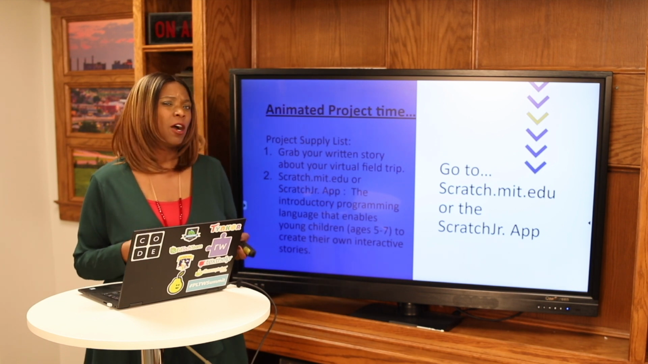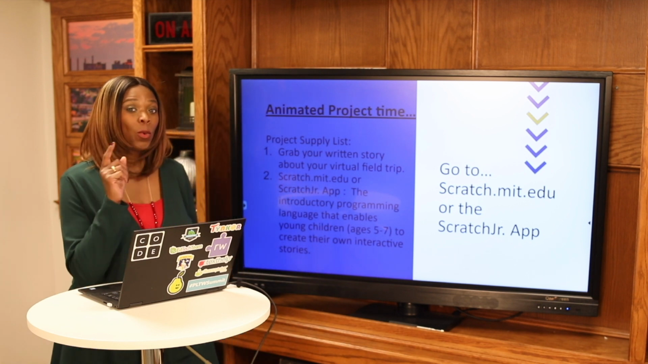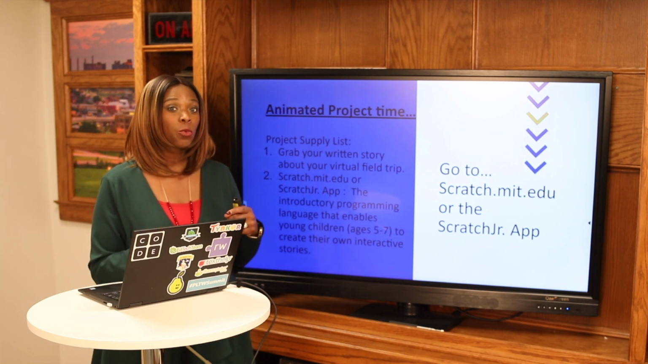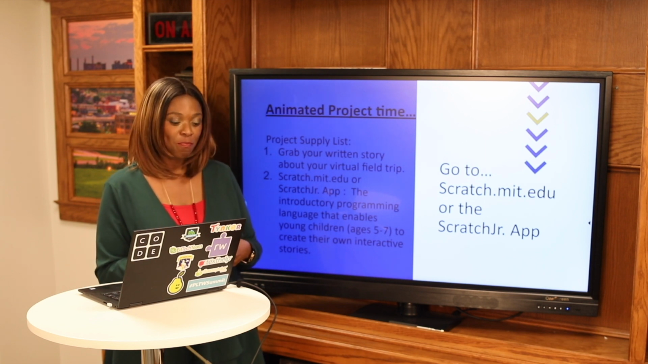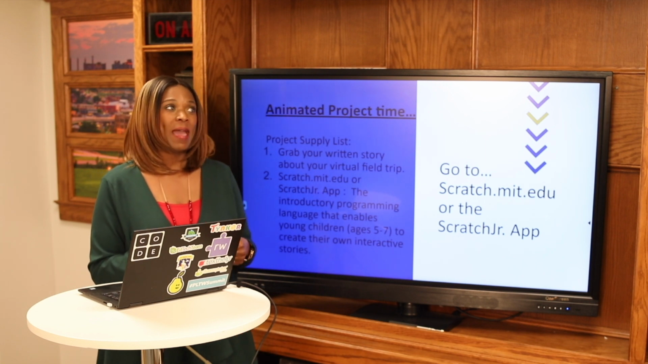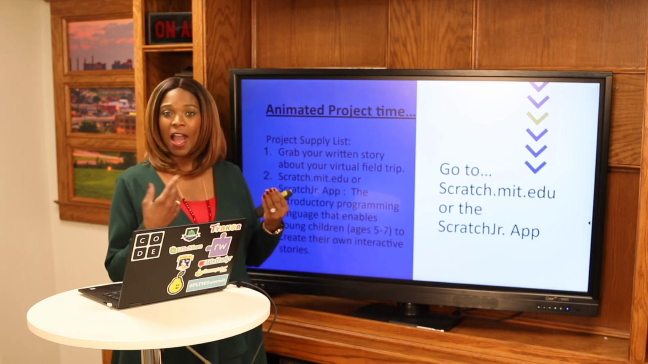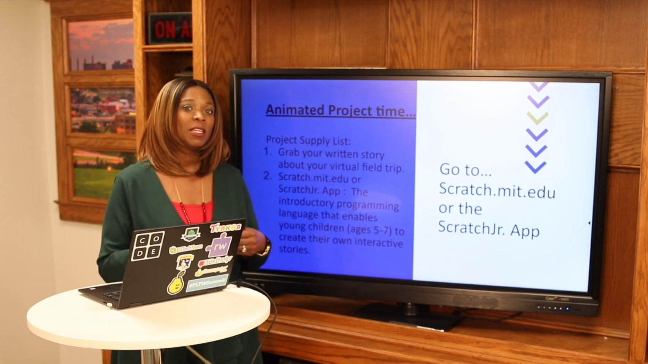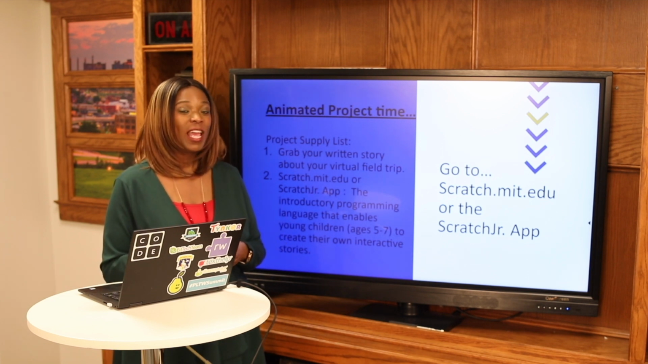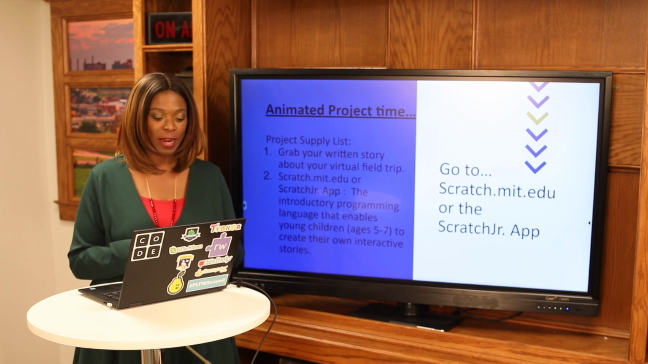So let's think about how we're going to make our story on our app. We have our written story. You wrote down all of the things you remembered from your field trip. Then you think about your setting, your characters, and your plot. How you want your story to go. Think about all the elements that you may want to include in your story. Then you're ready to get started programming.